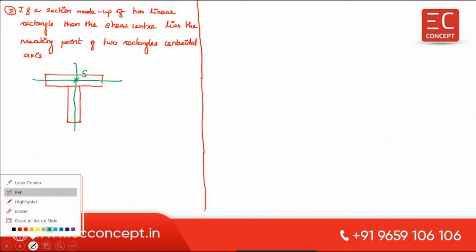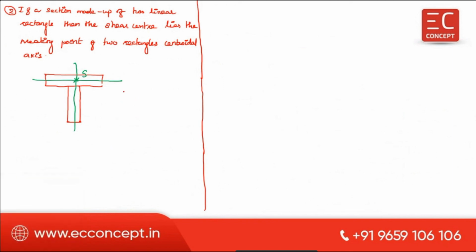Suppose there is an L section. In that L section, this is the longitudinal axis of the first segment, and this is the longitudinal axis of the second segment. These two meet somewhere here. Therefore, this point is called the shear center. So two points are over. Now we are going to see some other points.